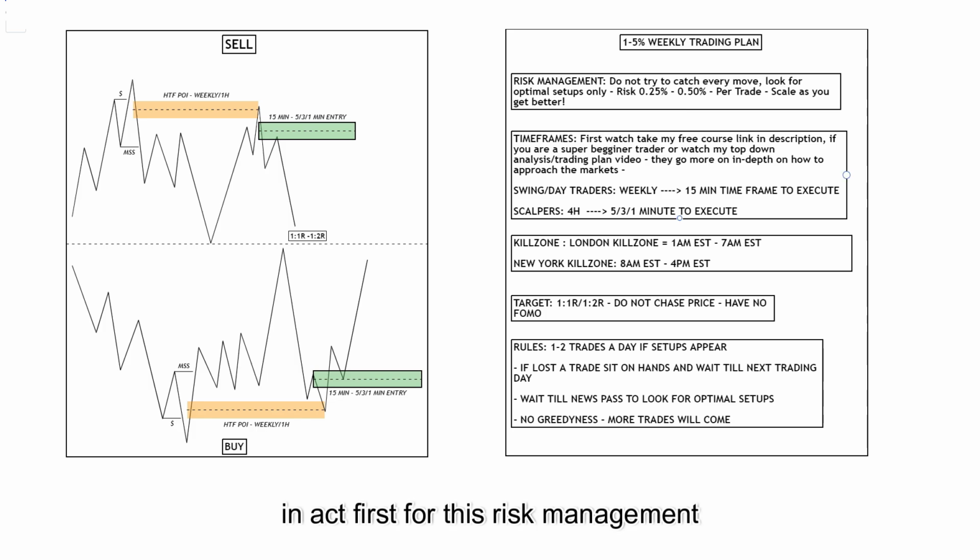First, for this risk management aspect, do not try to catch every move. Look at optimal setups only. We only risk between 0.25% and 0.50% per trade. So before you take the trade, always make sure that you calculate the risk. That's why in every trade you should be confident, because you already know the amount you're risking. So you are always not risking more than what you need to be risking, right? This right here will keep you in line and comfortable when you're in the trade.